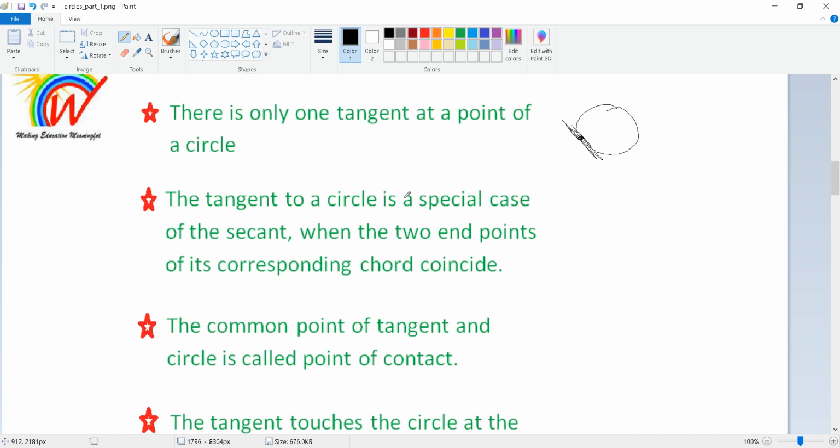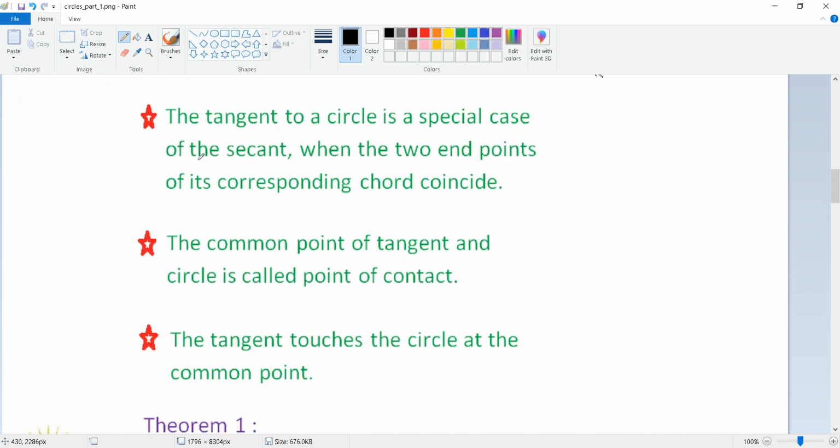Now the second point says the tangent to a circle is a special case of a secant when the two endpoints of its corresponding chord coincide. See, if you have a circle, a secant is actually a line which crosses through the circle like this, right? This particular line from here to here is called a chord, isn't it? So this is a chord. Now what if I draw one more chord? This is another chord.